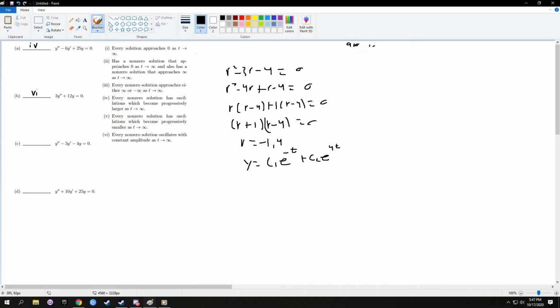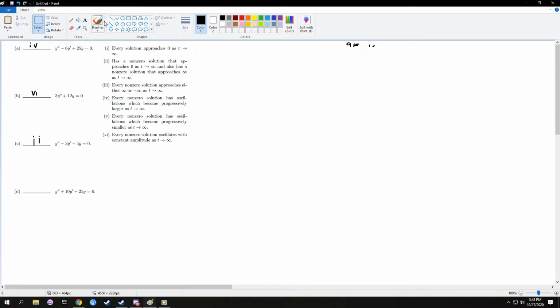So I look at my answers. Has a non-zero solution that approaches 0 as t goes to infinity. And then when t gets very big, we approach infinity. So clearly this is the only one that will fit the bill, just because not all the solutions approach 0, and not all of them approach infinity. One term is going to be 0, and this term is going to be infinity. And that's it for that part. So we've got one more question.